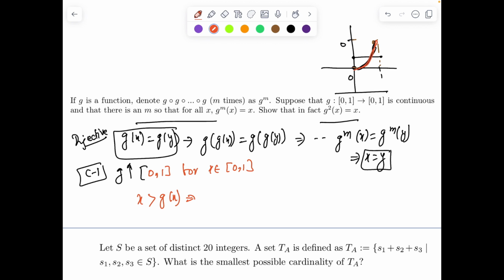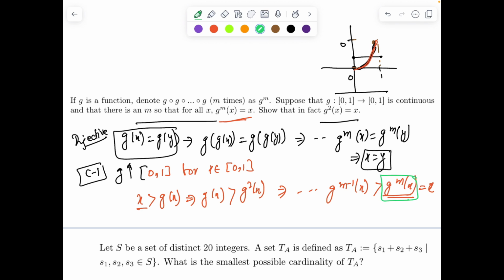Suppose x is more than g(x). Taking g on both sides, since g is an increasing function, g(x) will give g^2(x), and keep on doing, so that implies g^(m-1)(x) is more than g^m(x). And that's a contradiction, because it shows x is more than g^m(x), and g^m(x) is just x according to the condition of the problem. There exists some m, so at some step, let's say m equal to 10, I'll conclude that x is more than x, which is definitely wrong.